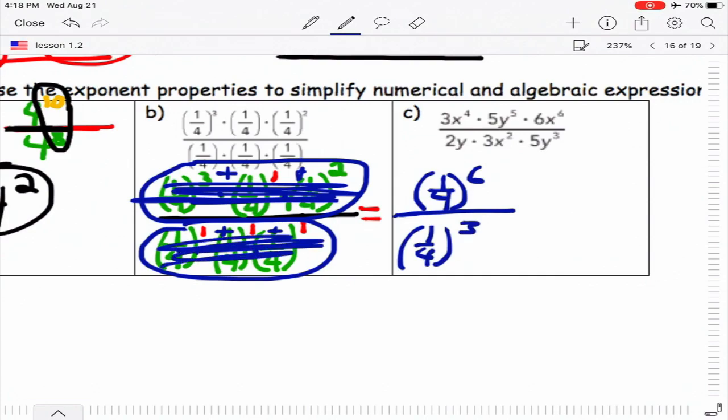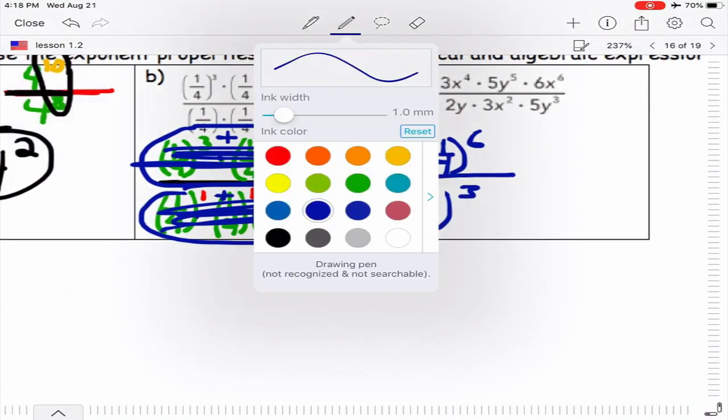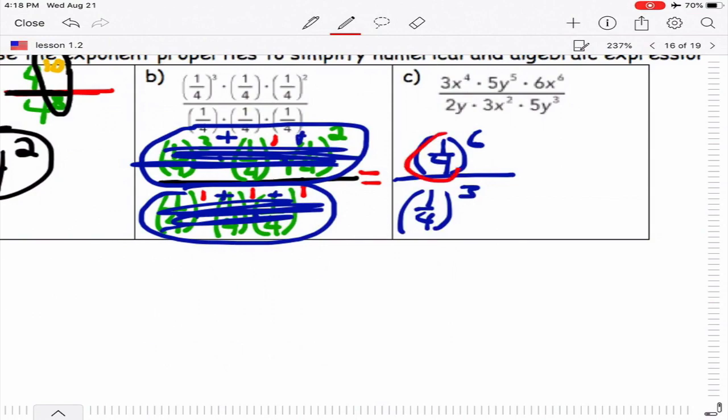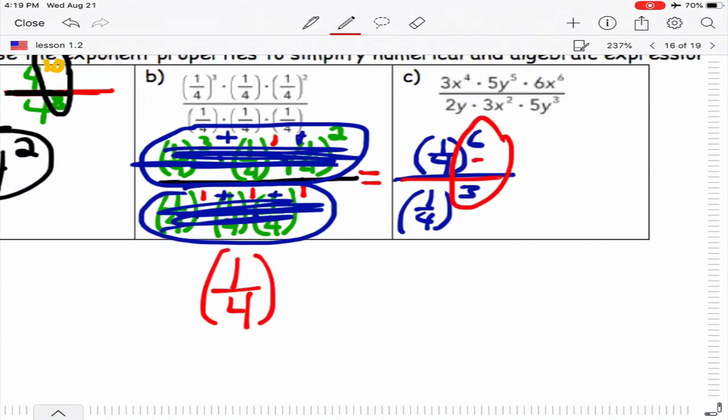Done with this. Now this looks like part B. In between this 1/4 and this 1/4 is a division symbol. So here we're not adding the exponents. Here we're going to subtract the exponents instead. And 6 minus 3 is 3.